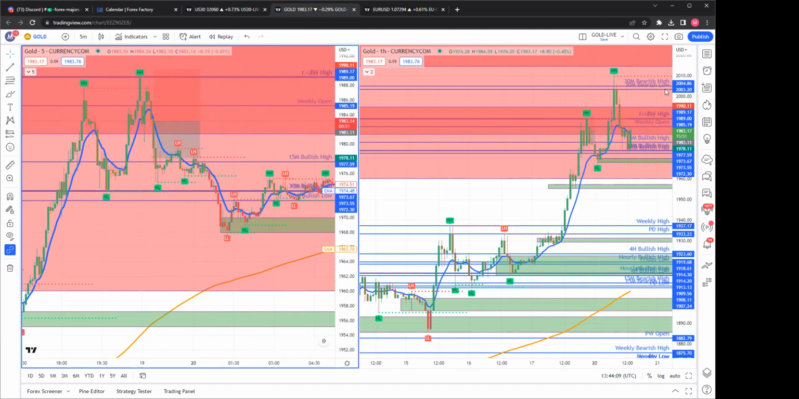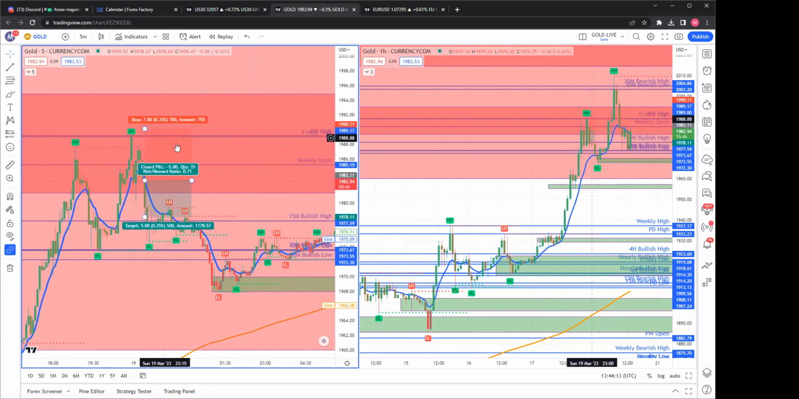That's why you need this, because here I was definitely looking for a sell. I saw that this zone had been retested.